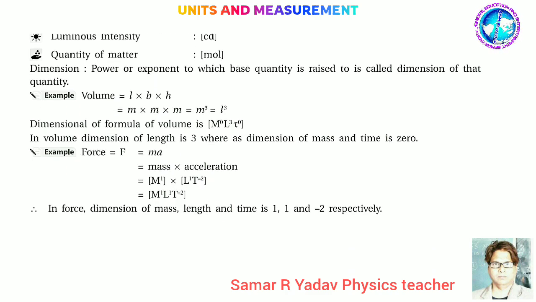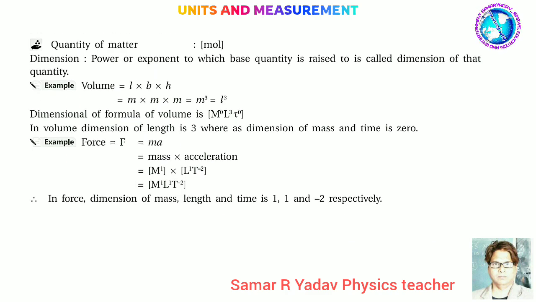For example, force F is equal to ma is equal to mass into acceleration is equal to [M1] into [L1 T-2] is equal to [M1 L1 T-2]. In force, the dimensions of mass, length and time are 1, 1 and minus 2 respectively.